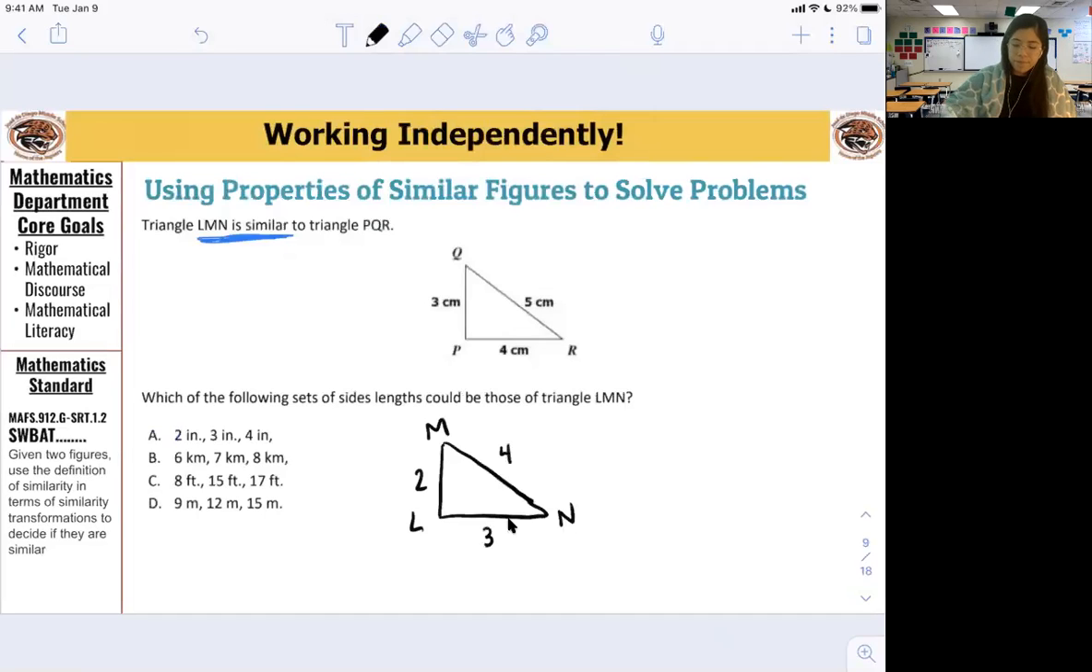If you're not sure how to do that, let's take a look. Let's do small over big. If I do small over big, that would mean that 2 over 3 has to be equal to 3 over 4, which has to be equal to 4 over 5. Is that true?